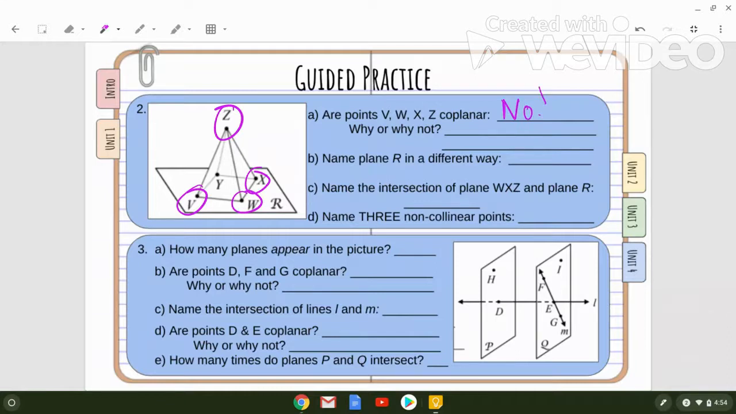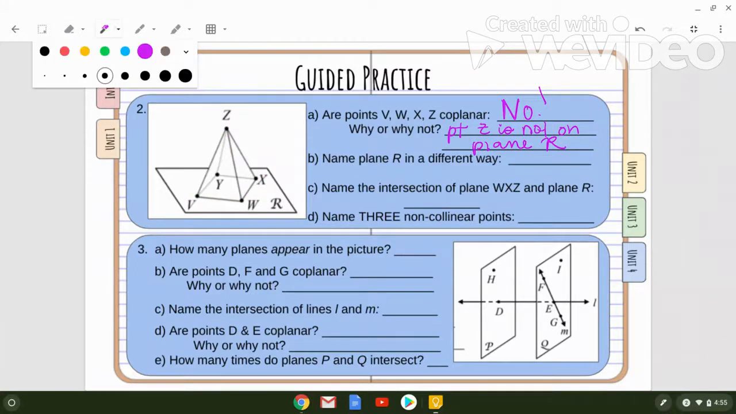And the reason is because point Z is not on plane R. So name plane R in a different way. Well, if I want to name plane R differently, I have to pick 3 points that are non-collinear.